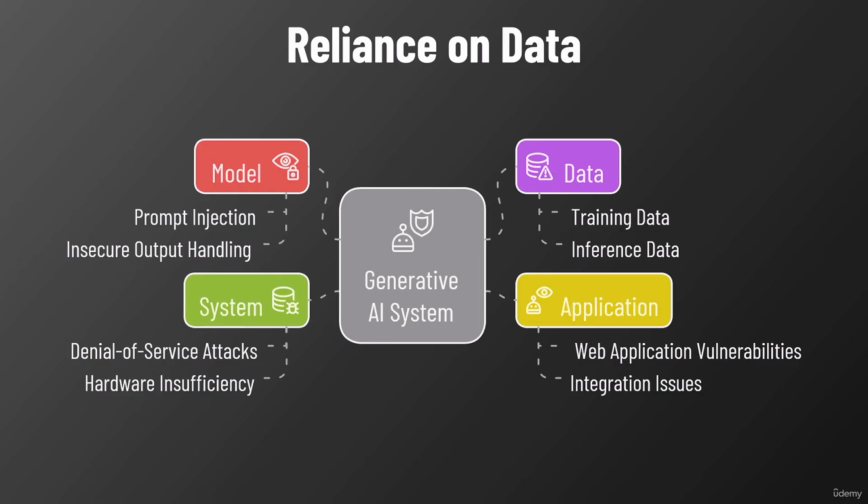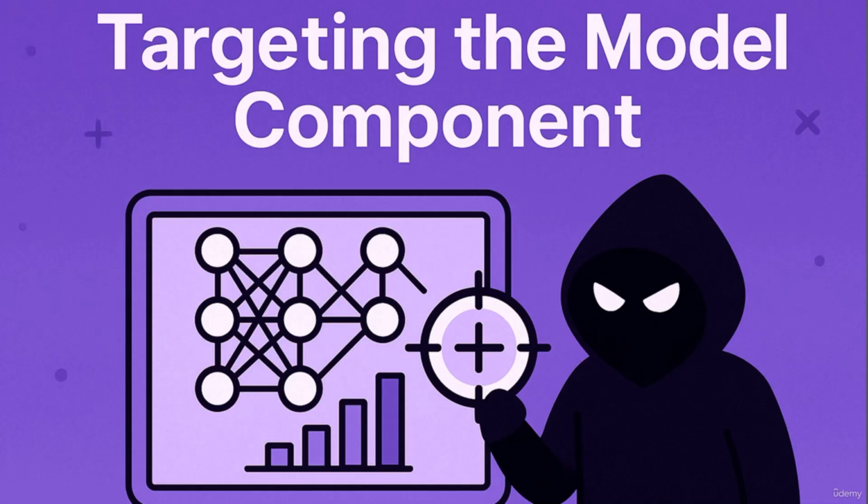In conclusion, while traditional red teaming offers a strong foundation, securing generative AI systems requires adapting those tactics to address the unique vulnerabilities of AI components. Tailored approaches are essential for effectively identifying and mitigating risks in this fast-evolving landscape.